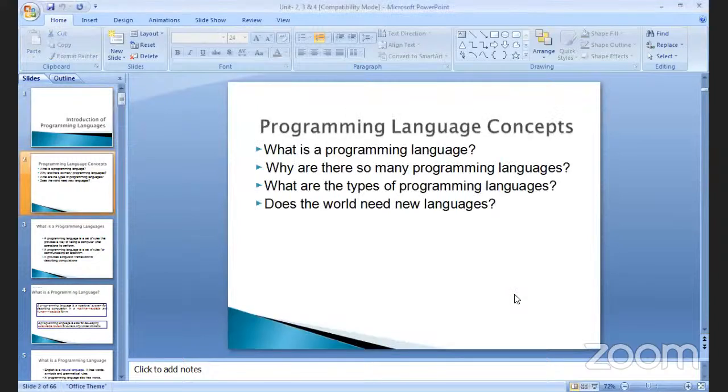Okay, now coming to the introduction of programming languages. Programming language concepts: what is a programming language, why do we have so many programming languages, and what are the types of programming languages? Do we need any programming language, or do we need a new language or not? Let us see.